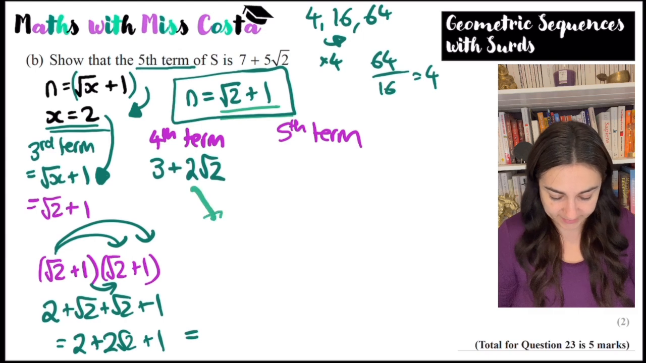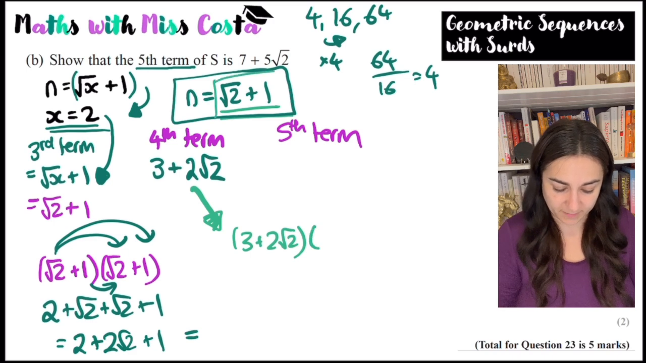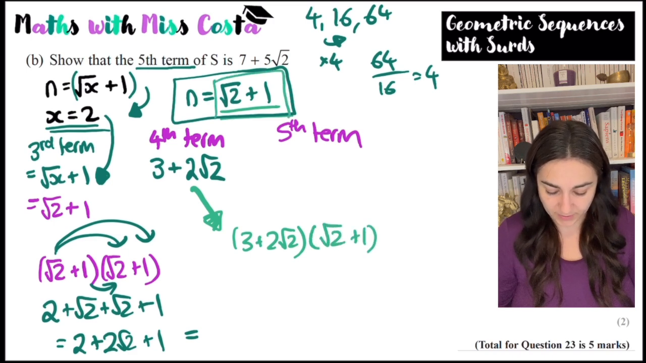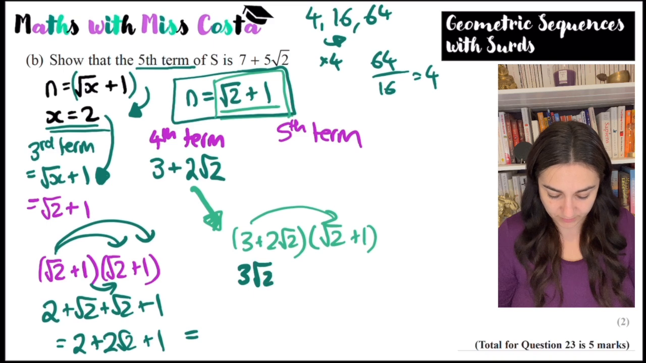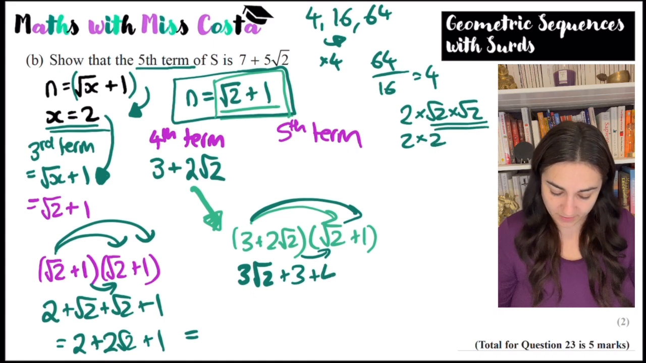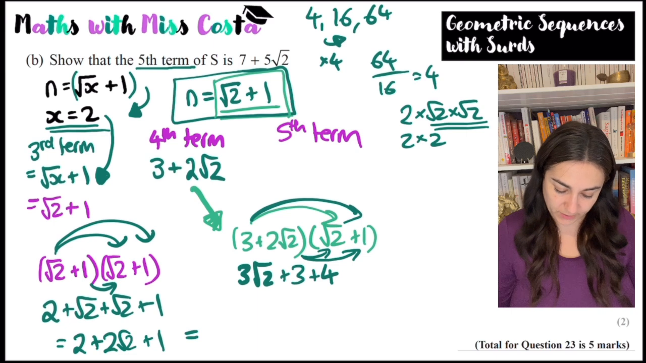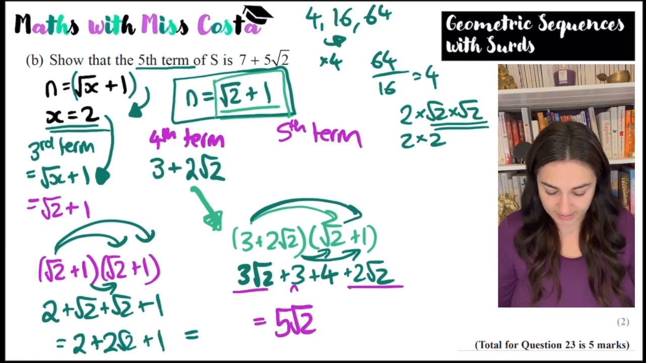So what am I going to do next? To work out the fifth term, I'm going to have to do 3 plus 2 root 2 multiplied by my scale factor of enlargement, which is root 2 plus 1. So 3 times root 2 leaves me with 3 root 2. 3 times 1 is 3. 2 root 2 times root 2: remember, anything times itself is itself, so that would become 4. And then 2 root 2 times 1 is just 2 root 2. So if I simplify that, 3 root 2 plus 2 root 2 is 5 root 2. And 3 plus 4 is 7. So that's how you show that.